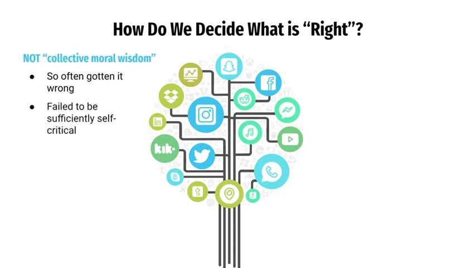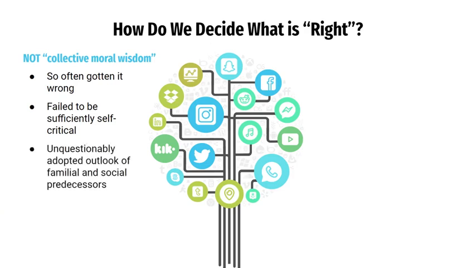And we've often, historically, as humans, failed to be sufficiently self-critical. We like to think that we're in a privileged moral position, that we have all the right answers, but then in retrospect, have discovered, hopefully, that there was a better way to do things. And we're also prone to unquestioningly adopt the outlook of those around us, right? Members of our family, our society, our culture, our religion, those have a big influence on our ethical outlook.